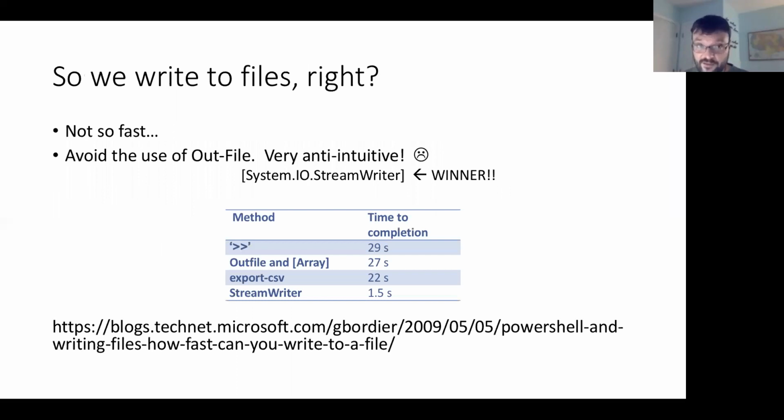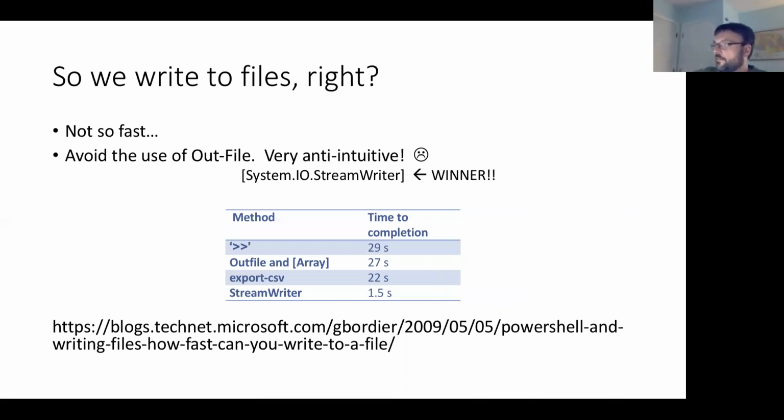So writing to files, really simple, right? You can just use the alligator mouths to pipe to the file. You can, but that's slow. You can use Out-File, which is the official cmdlet for it. But you can see I've got the little frowny face; that is anti-intuitive. And if you're looking at that chart, you'll see something really weird: this System.IO StreamWriter is way, way faster. And the reason why is one of coding.